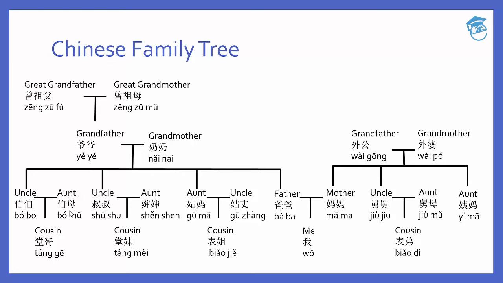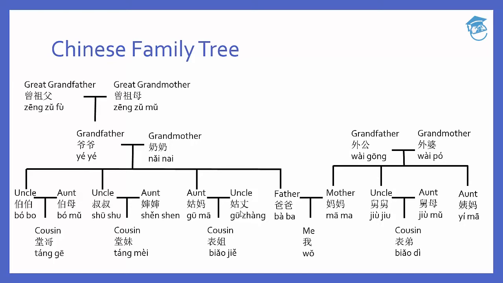And for 叔叔, if he has a wife, we call her 婶婶. Again, in English it's still aunt, but it is considered as 婶婶. 爸爸的弟弟的太太, we call her 婶婶. And for 姑妈, for her husband, we call him 姑丈. 姑妈的先生 is 姑丈.